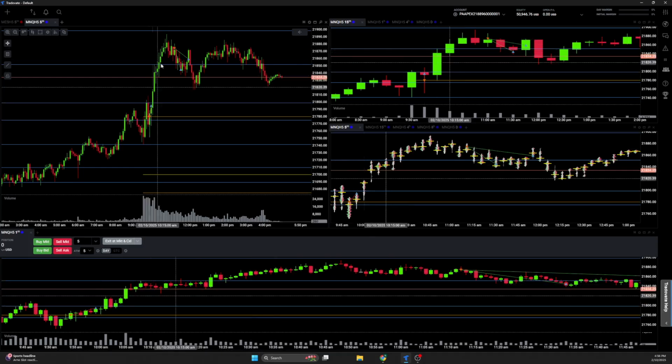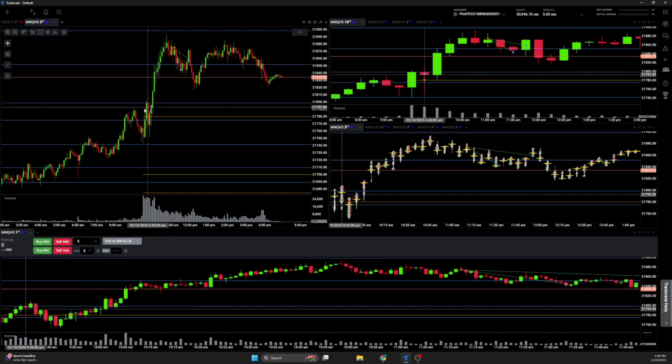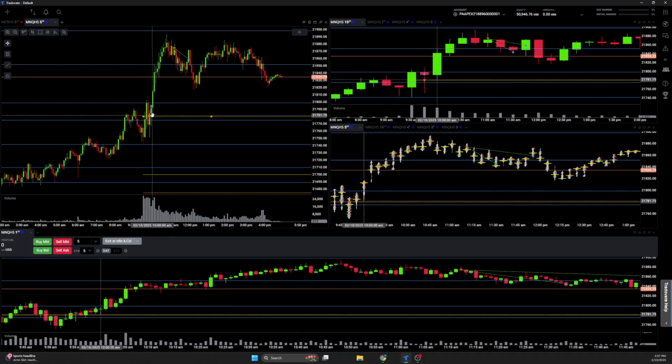So didn't see any entries long here unless I entered down here. That probably would have been a good entry. I mean, hindsight 2020, but where I shorted, I probably should have longed. But it is what it is. It's all a learning process, and we ended the day with a win, both metaphorically and profit-wise.